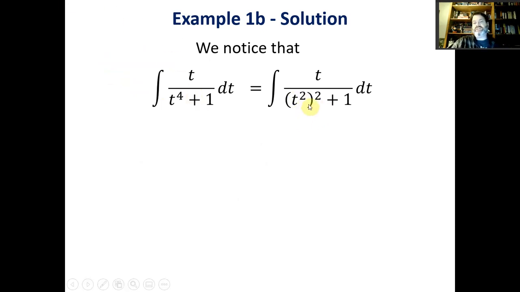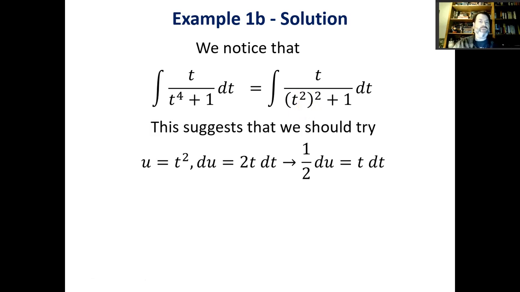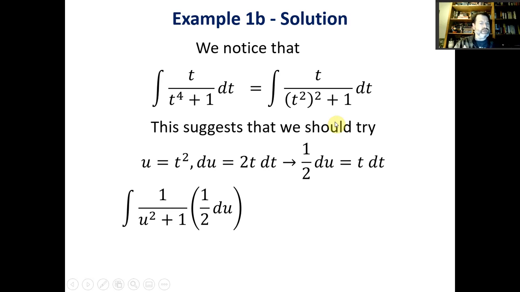And this suggests that if we make t squared the substitution, maybe we can get somewhere with it. Right? So u equals t squared. So du is 2t dt, so 1/2 du is t dt. That's good. We have t dt. We can plug in 1/2 du, and we're going to have 1 over u squared plus 1 times 1/2 du.